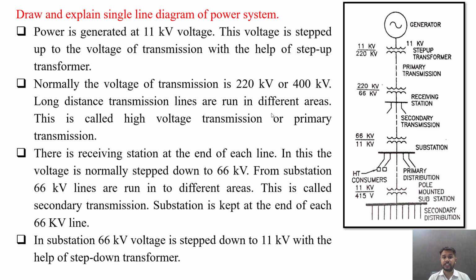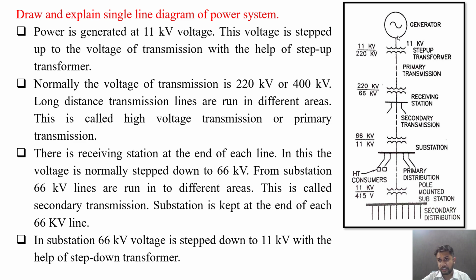There is a receiving station at the end of each line. In this, the voltage is normally stepped down to 66 kV. From the substation, 66 kV lines are run in different areas. This is called secondary transmission. A substation is kept at the end of each 66 kV line. In the substation, 66 kV voltage is stepped down to 11 kV with the help of step down transformer.